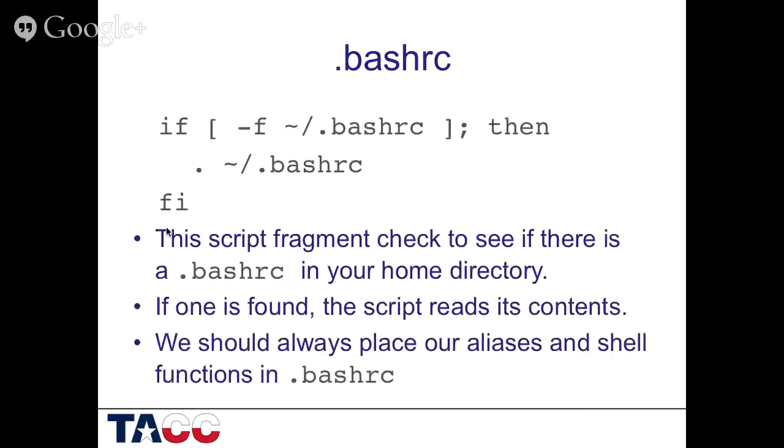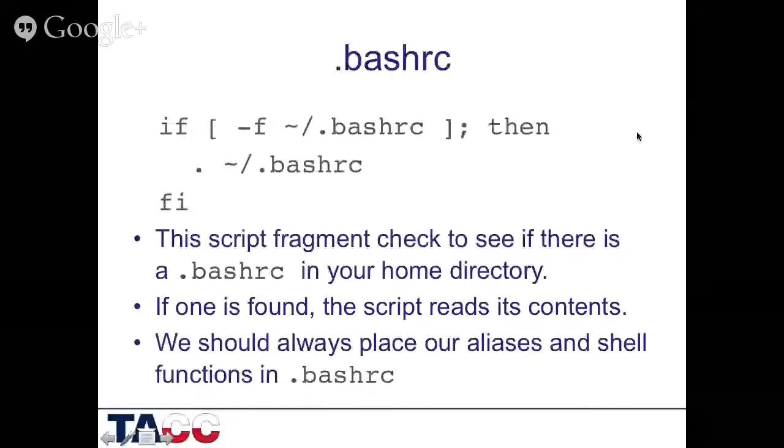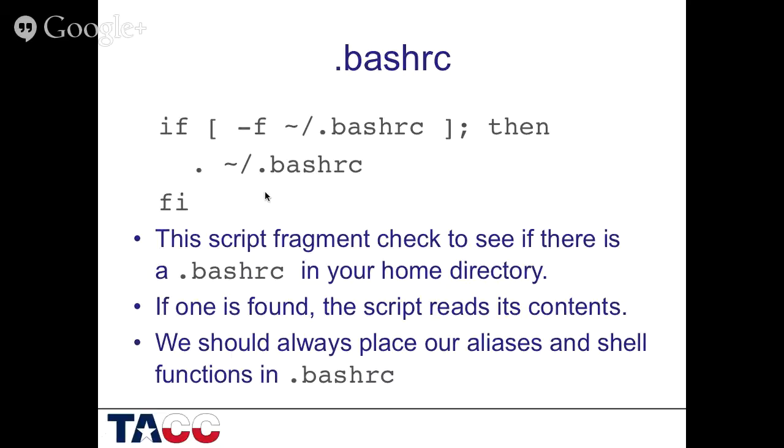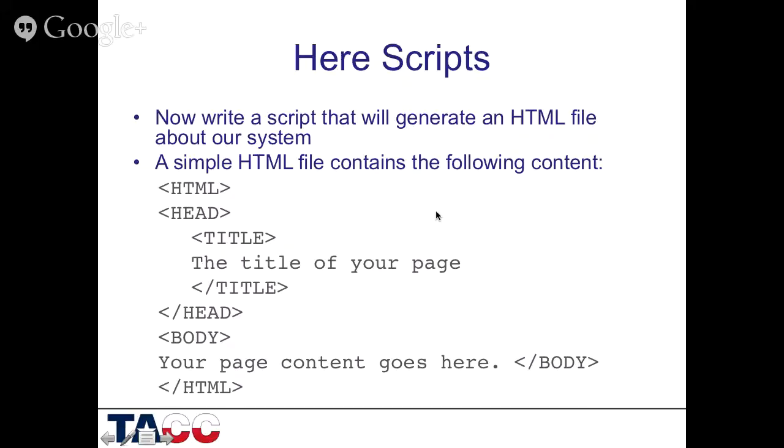We can talk a little bit about what that if statement does. This little fragment in our bash_profile says if there's a file called .bashrc in my home directory, then source it. In this case, it uses a different method of sourcing. Instead of saying the command source and the file name, it just uses the full stop, a space, and then the file name, and that does essentially the same thing. Basically it just says, if that file exists, then source it. Let's take a 10-minute break, and then we'll come back and get into some here scripts.